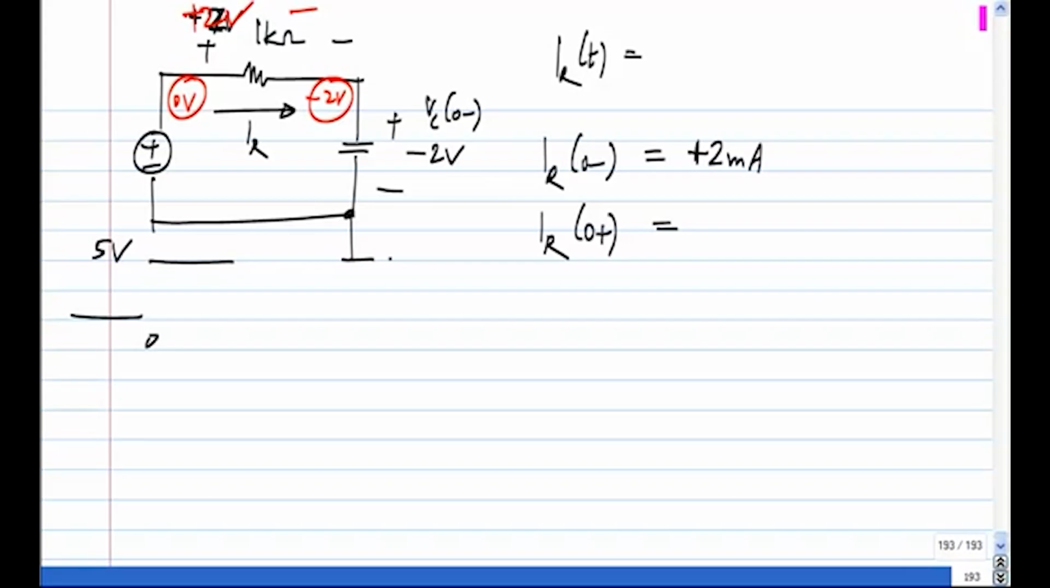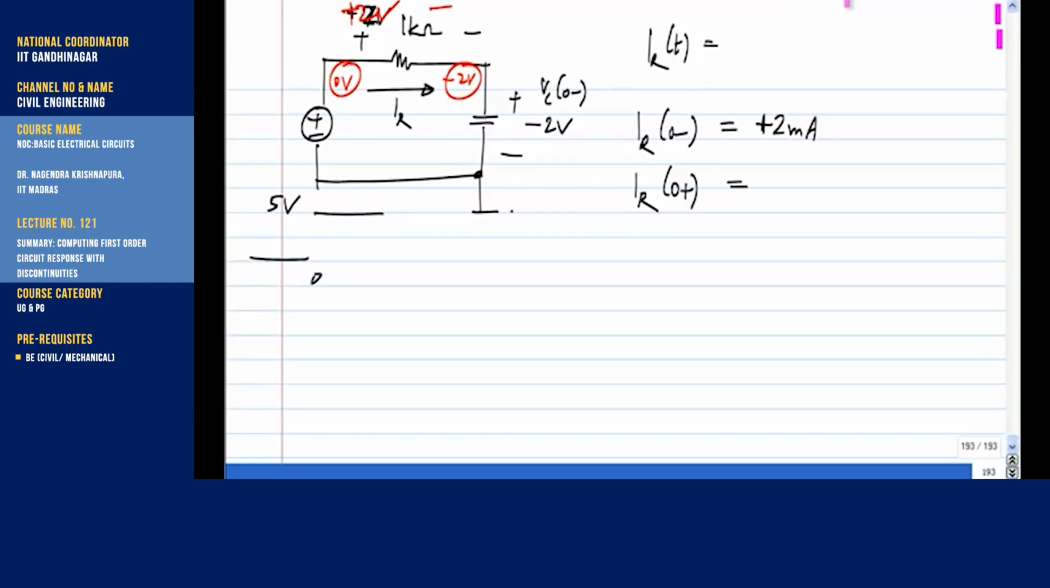So when you go from 0 minus to 0 plus, first of all, you have to see if there are any loops of voltage source and capacitors alone. In other words, the way to do it is you ignore all the resistors. You have only voltage sources and capacitors. With that, you can solve for any jump in capacitor voltages. Right. In this case, what is the value of the capacitor voltage just after applying the step? It will be minus 2 because there are no loops of voltage sources and capacitors.